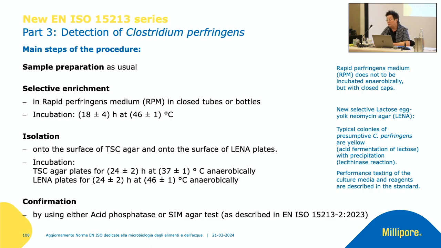The main steps are the sample preparation as usual, then we will have a selective enrichment in a rapid perfringens medium, RPM, in closed tubes or bottles, and incubate it for 18 plus minus 4 hours at 46 degrees in a water bath, if possible. And then followed by isolation on TSC agar, same TSC agar as in part 2, and on a new medium like Lena agar. Lena agar is an agar which shows acid fermentation of lactose and lecithinase reaction by Eckjörg. So both are incubated anaerobically, and then the grown colonies are confirmed like in part 2 with acid phosphatase or SIM agar.